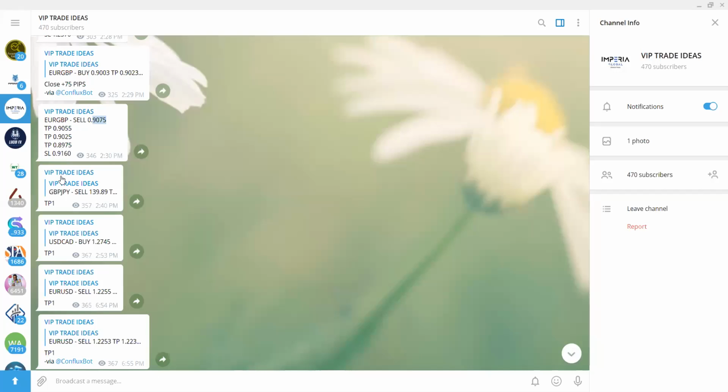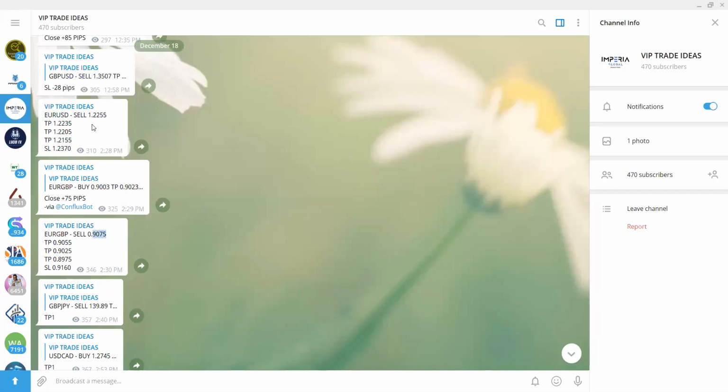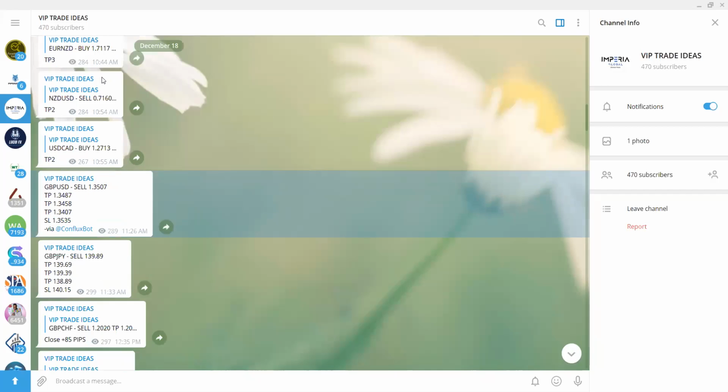What is it that you don't understand, Oguntola? Euro USD. Entry is 255. Stop loss is 370. What is the stop loss? That's 370 minus 255. That's 115. So can you see why some stop losses can be very, very high?